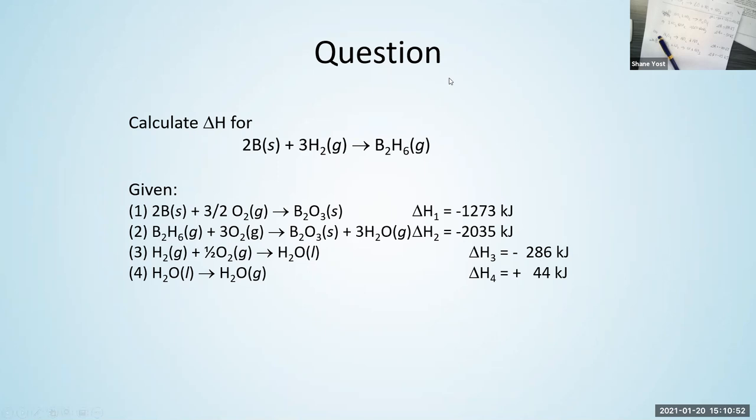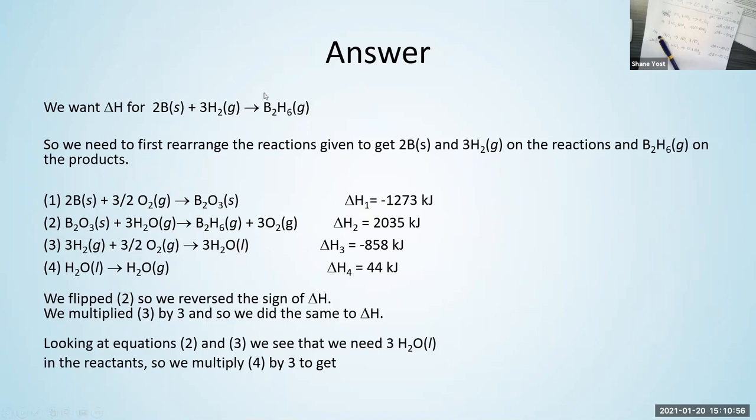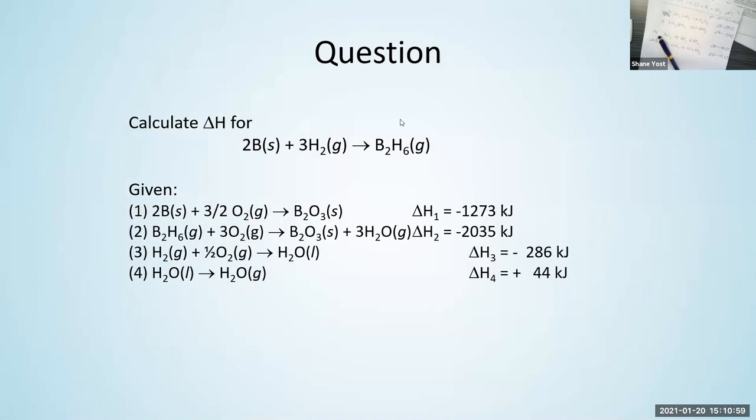Jennifer here got 36 kilojoules. I don't know if anyone else got a similar number. So we have to flip reaction two to get B2H6 as a product. But when we do that, we're going to be putting this B2O3 here as a reactant, so I have to get rid of that. Luckily, that's in reaction one, and they both have stoichiometric coefficients of one. So that works out fine.